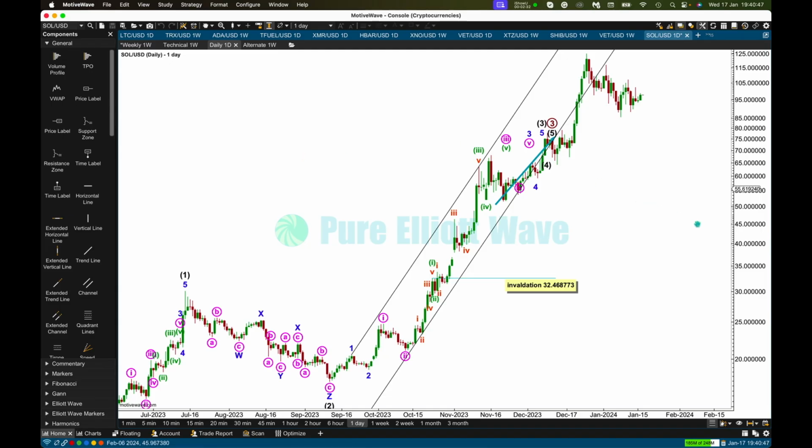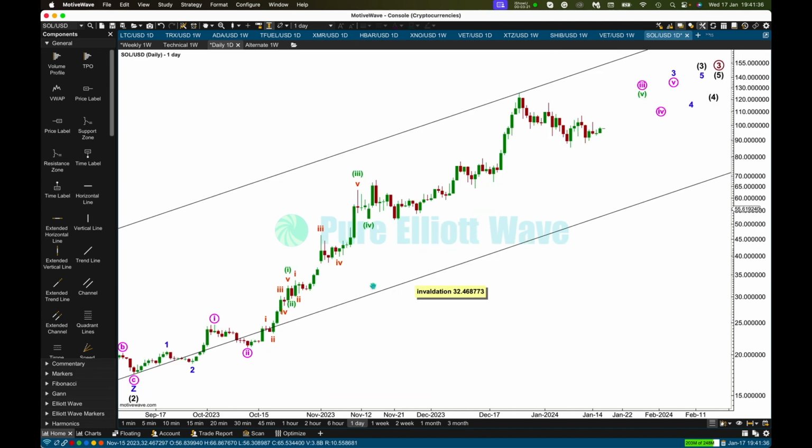So let's update the daily analysis together. I'm just going to make the channel the same on both charts. I've just moved all my labels out of the way. Now let's get this updated.